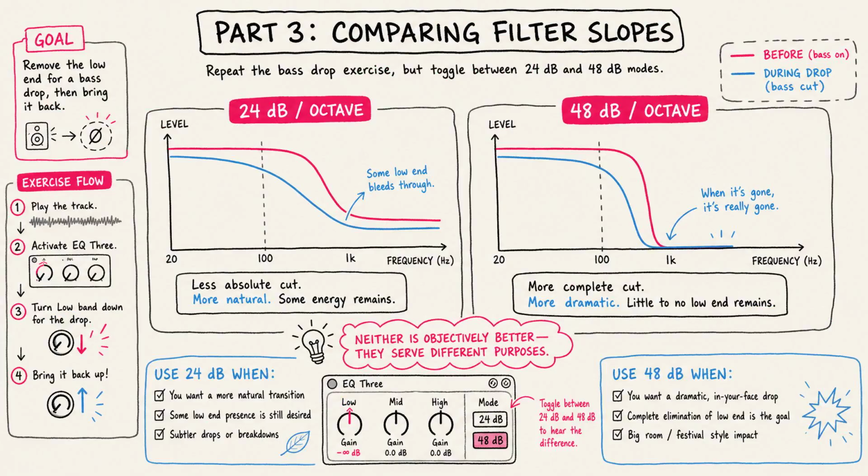Repeat the bass drop exercise from part 1, but this time toggle between 24 decibels and 48 decibels modes. Listen carefully to the difference. At 48 decibels, the bass kill is more complete and dramatic. When it's gone, it's really gone. At 24 decibels, some low frequency content bleeds through, creating a less absolute but potentially more natural sounding effect. Neither is objectively better. They serve different purposes. The 48 decibels setting works better for dramatic drops, while 24 decibels can feel more appropriate for subtler transitions.